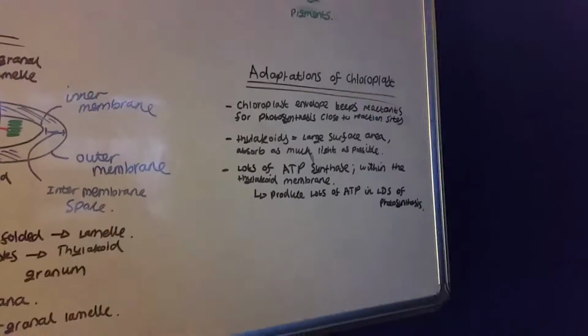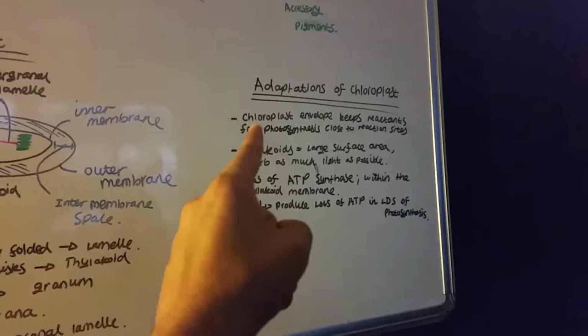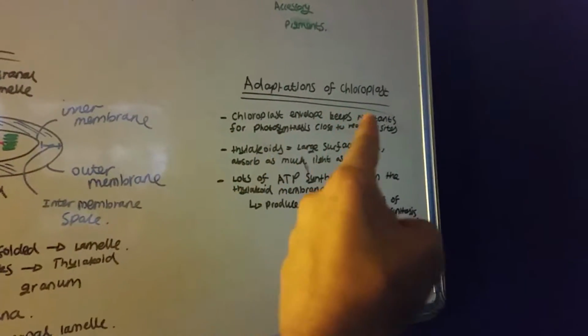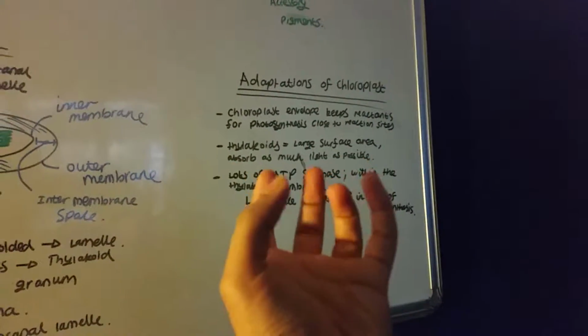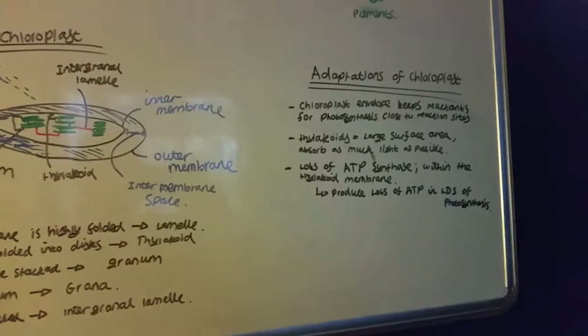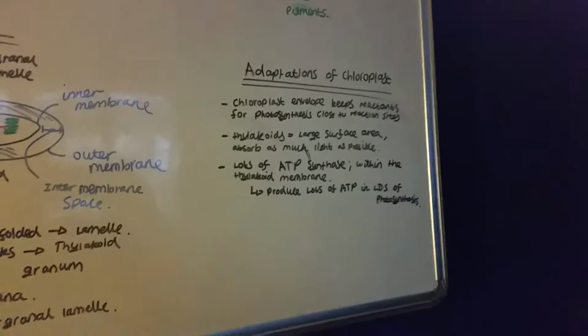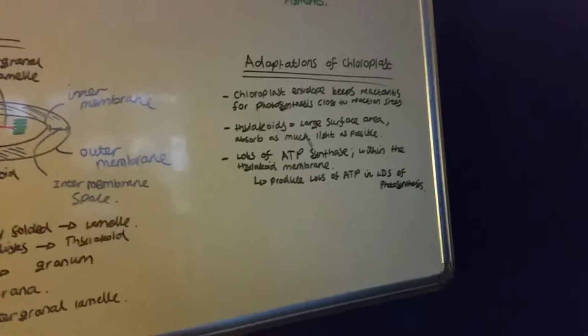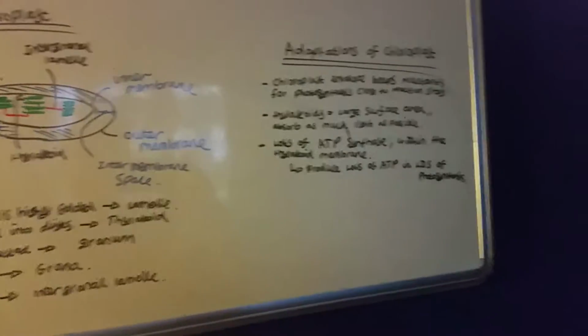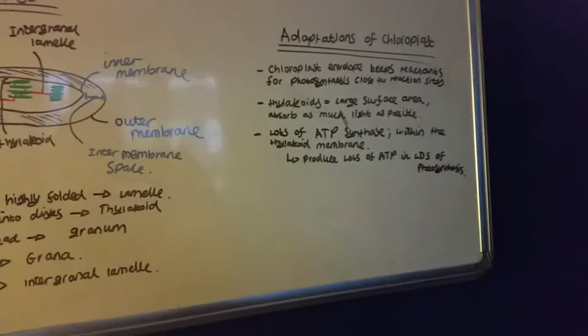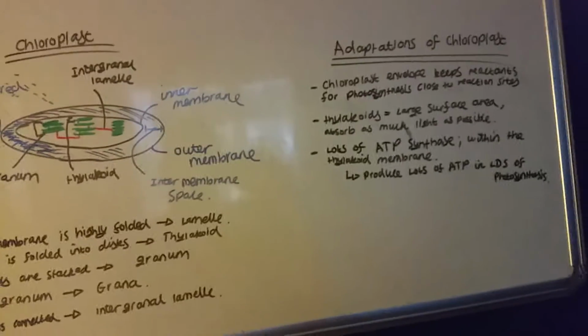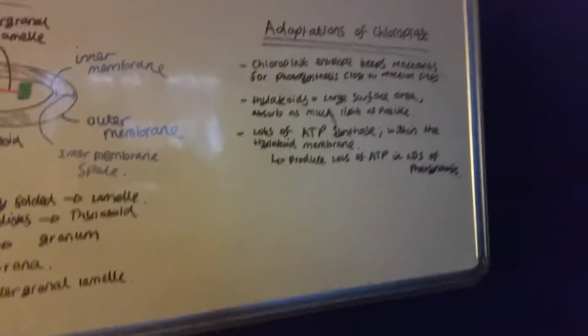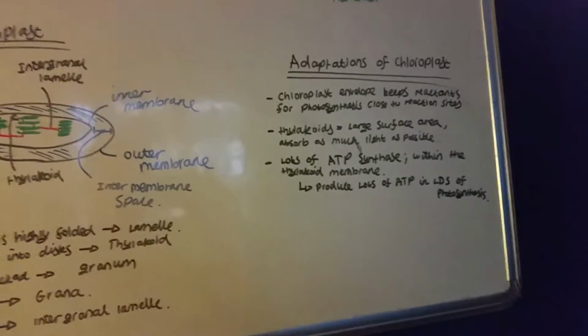What are the adaptations? The chloroplast envelope keeps everything close to the reaction site for full photosynthesis. The thylakoids have a large surface area to volume ratio so that you can absorb as much light as possible. And there are lots of ATP synthase on the thylakoid membrane.